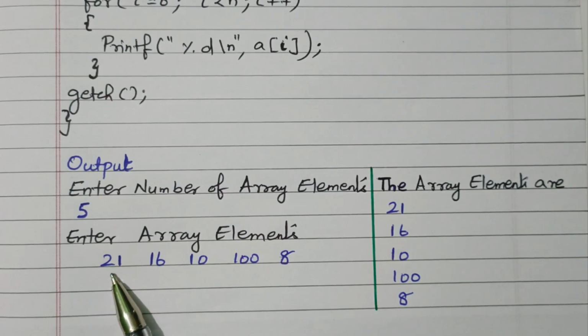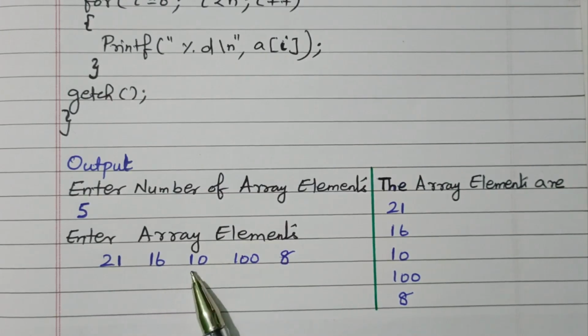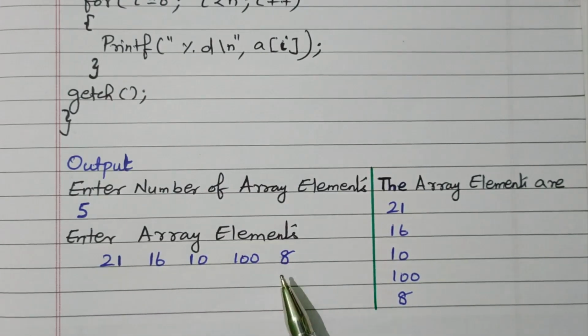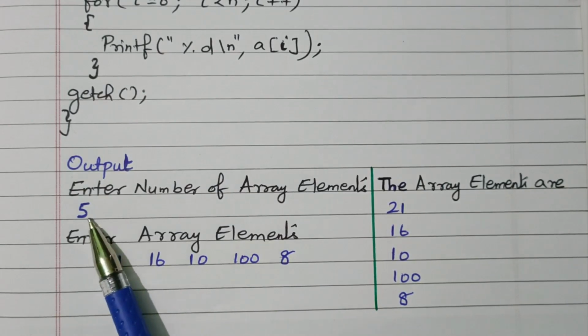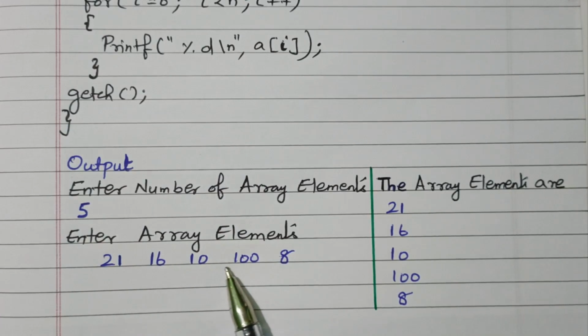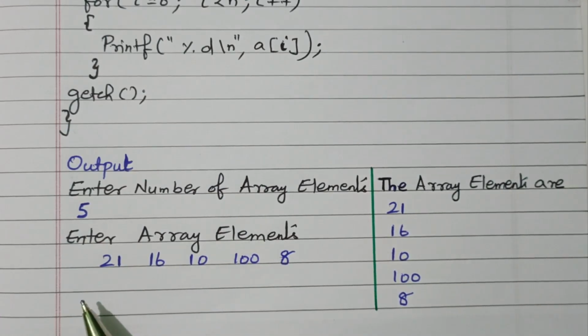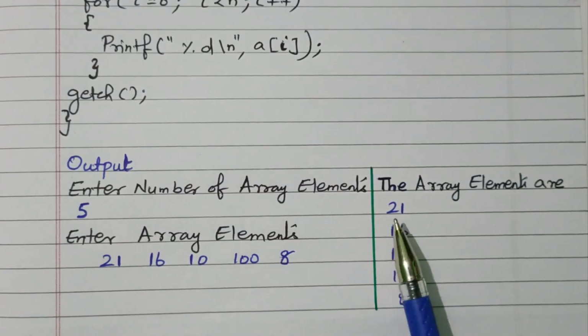So this we already discussed in the example, so we can take the same numbers: 21, 16, 10, 100, 8. So the user enters 5 numbers, and these are correspondingly stored in a[0], a[1], a[2], a[3], a[4]. Now we can display the numbers.